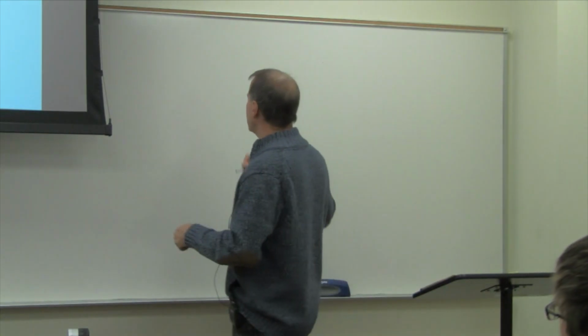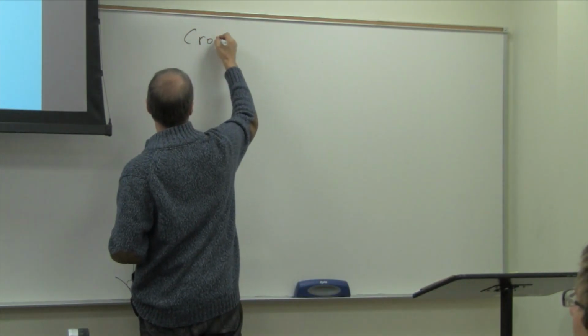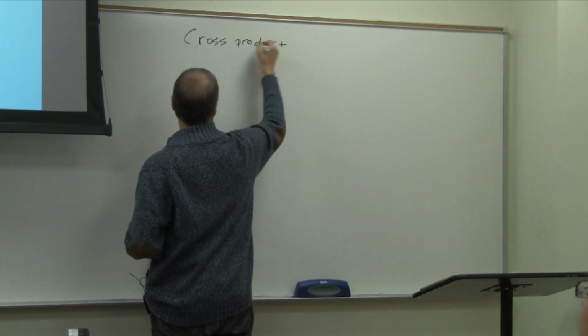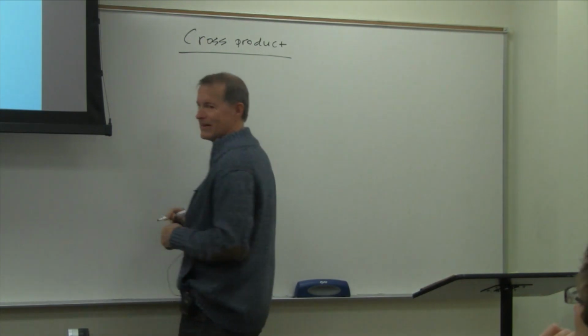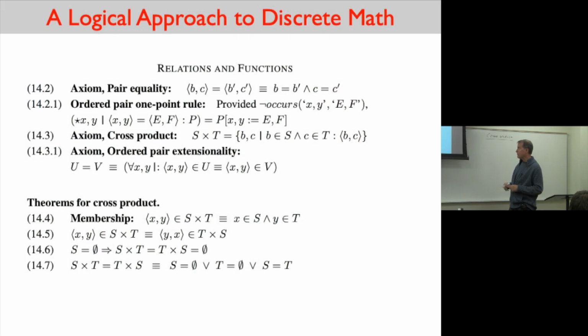Now the next thing we want to talk about is the cross product. Have you ever heard of this? Heard of it, don't know what it does. All right, well here it is. The cross product. Now, 14.3 is the axiom of cross product. And what does it say?